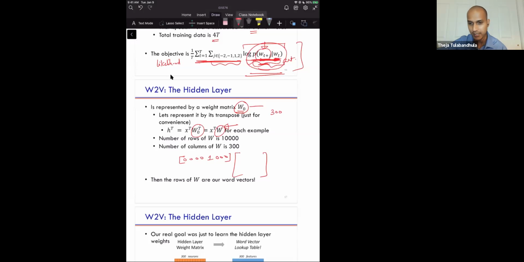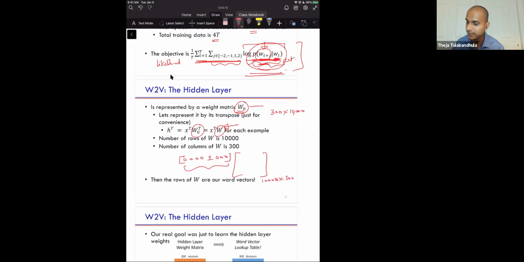300, which is its output, the number of hidden outputs, cross 10,000, right? W naught has to be that. The output size is 300 for that matrix, and the input is getting multiplied by a 10,000 dimension vector. But I just transposed it, so you can think of the input as this row vector, and W itself. So W naught is that. So W, which is its transpose, is going to be 10,000 cross 300. It's a vocabulary size cross 300 matrix.